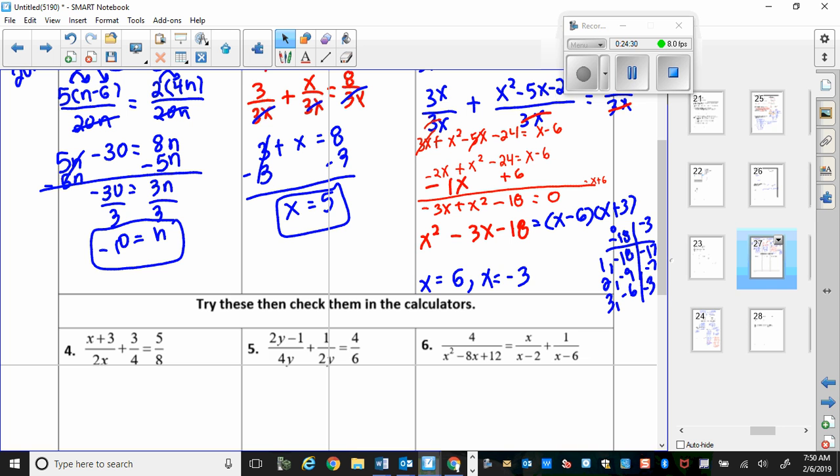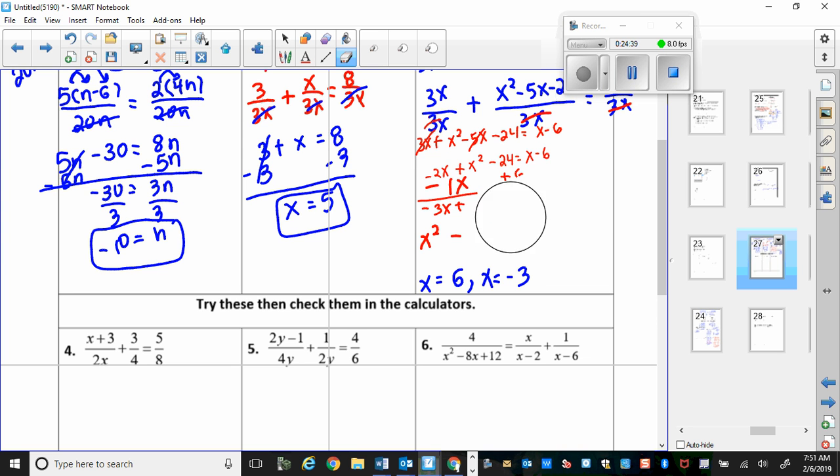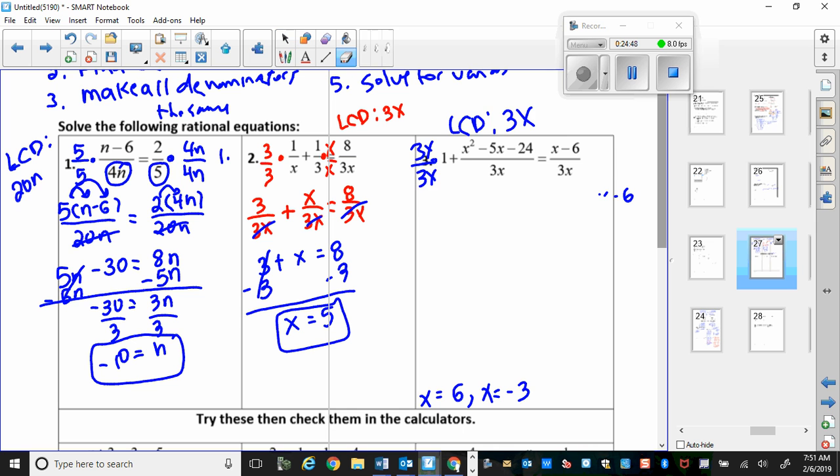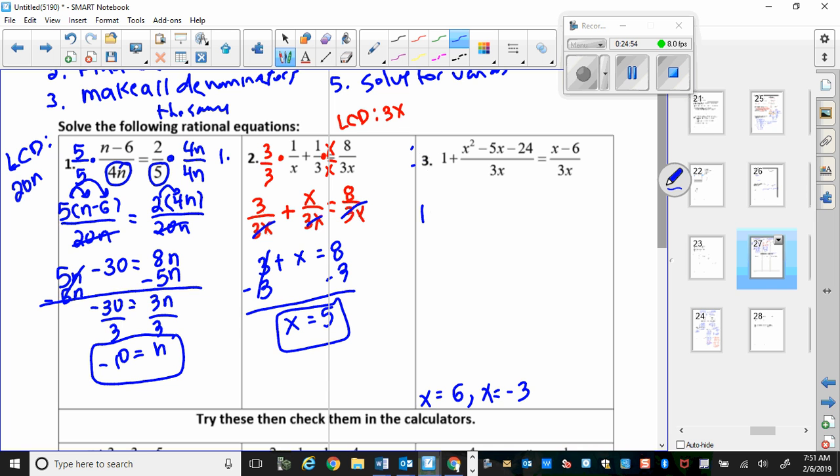So I'm going to erase, and we're going to go back and check. I'm not going to do this for all of the problems, but we're going to go back and check to see if one of these solutions makes the solution extraneous. All right? So looking at those two solutions, is one of these going to be an extraneous solution? So I have 1 plus, let's see, 6 squared minus 5 times 6 minus 24 up top, divided by 3 times 6 equals 6 minus 6 over 3 times 6.